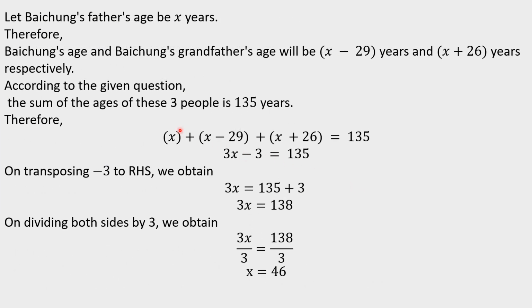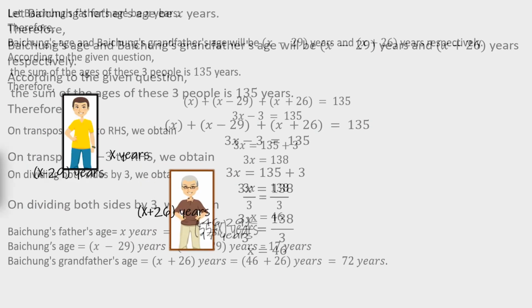According to the given question, the sum of ages of these three people is 135 years. Therefore, x plus in the bracket x minus 29 plus in the bracket x plus 26, which is equals to 135. 3x minus 3 equals to 135. On transposing minus 3 to right hand side, we obtain 3x equals to 138. Again, on dividing both sides by 3, we get 3x by 3 equals to 138 by 3. So x equals to 46.